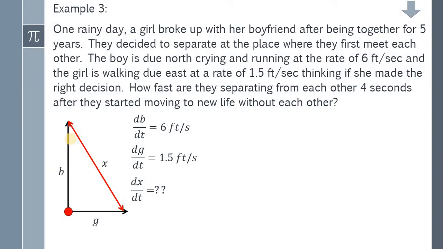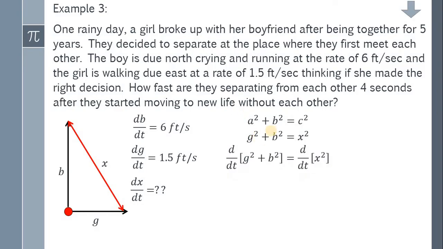Step number 3 is to relate all the quantities in a single equation. Now, as you can see, meron tayo dito tatlong side ng right triangle. Therefore, pwede natin gamitin yung Pythagorean theorem, which is a squared plus b squared is equal to c squared. Now, palitan natin lahat ng variable. So, yung a squared natin gawin natin g squared plus b squared is equal to x squared. Now, since we're done in step number 3, pwede natin kunin yung derivative both sides with respect to t.